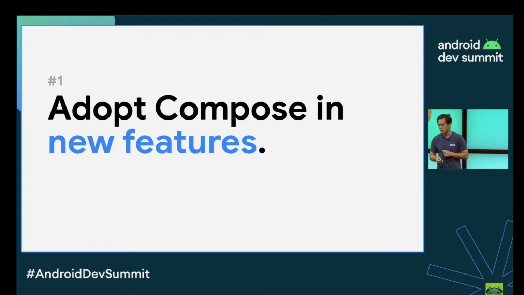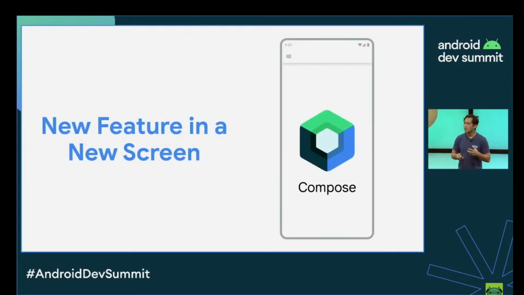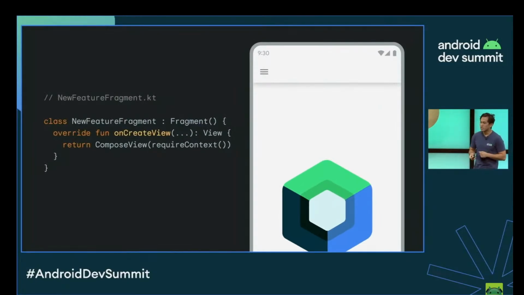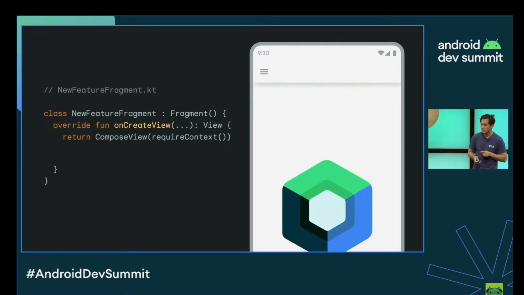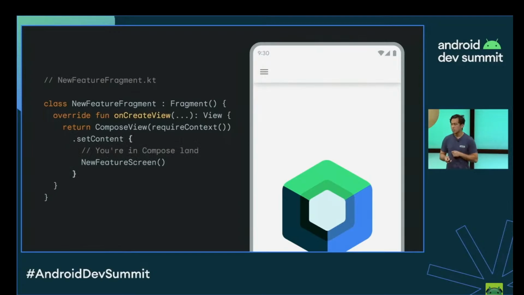So let's dive into the first step, which is to adopt Compose in new features you introduce in your app. This approach to migrating allows you to modernize your app while still addressing business needs by being able to add new features. If your feature takes up an entire screen, you would still be working under the constraints of your app's architecture. So if you're using fragments, you would create a new fragment with its contents in Compose. And if the entire screen is in Compose, you would return a Compose view in the fragment's onCreateView lifecycle method. And then you would provide the fragment's composable in the setContent method of the Compose view.